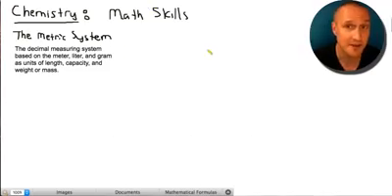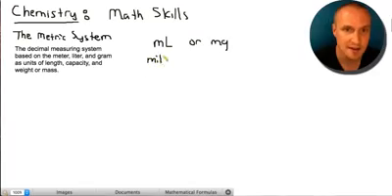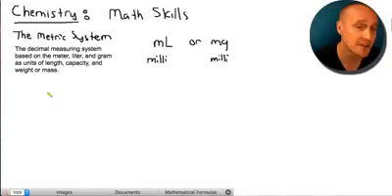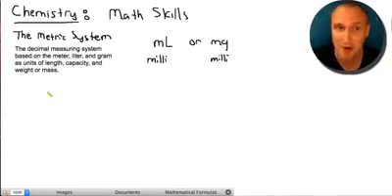So I'm going to define the prefixes used in the metric system. You may all have heard of, for example, a milliliter or a milligram. Okay, so what is a milli in this case? So I'm going to go over all those prefixes now, and I'm going to go over the typical ones you're going to see. I'm not going to do them all. I'm going to do the ones that you're going to see most often.